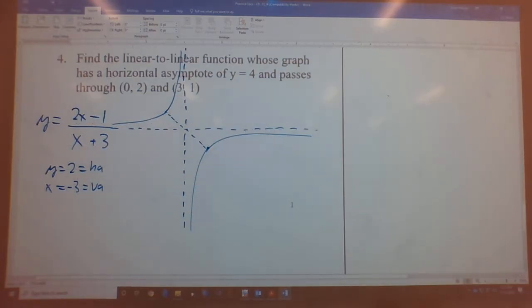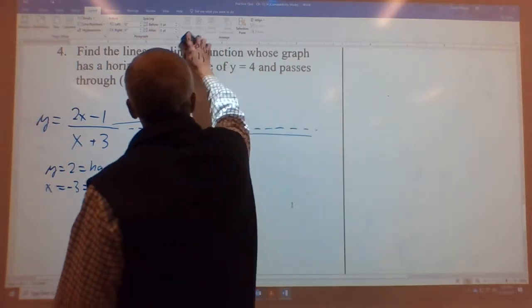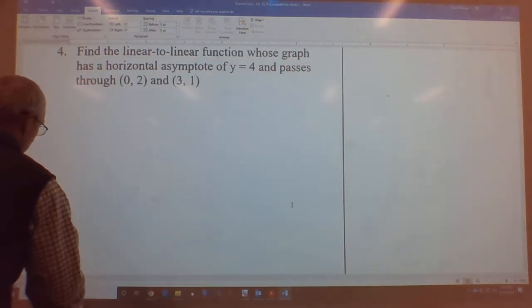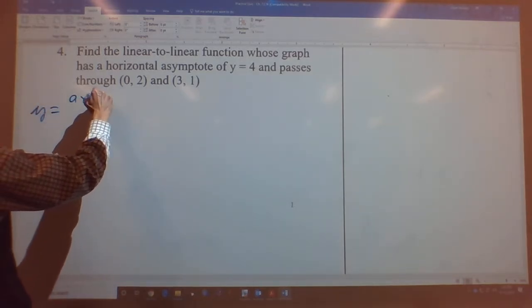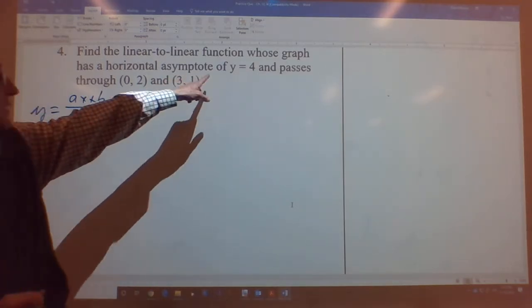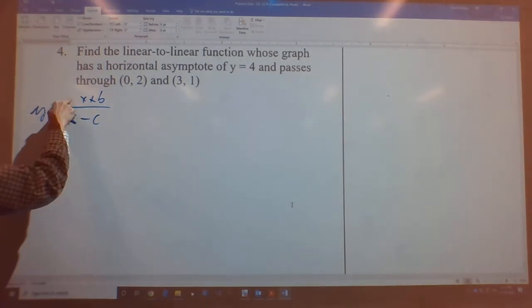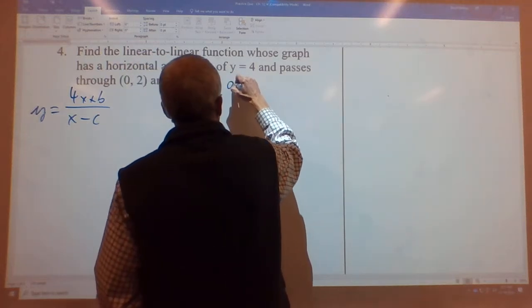Okay, then it says find the linear to linear function whose graph has a horizontal asymptote. Now we gotta figure out the function. Okay, so we start off with y equals (ax plus b) divided by (x minus c). And the horizontal asymptote is 4. That means a is 4. So right away I know that I can write 4. Horizontal asymptote means that a is equal to 4.